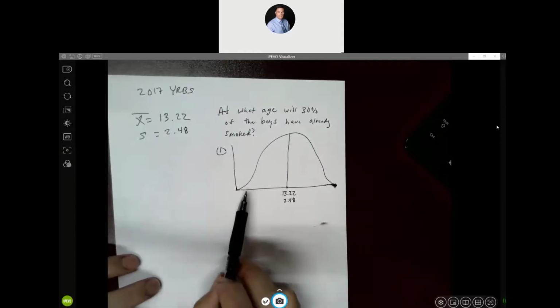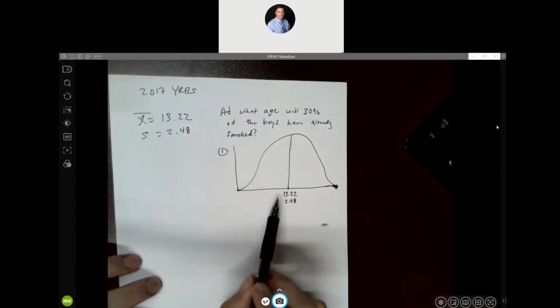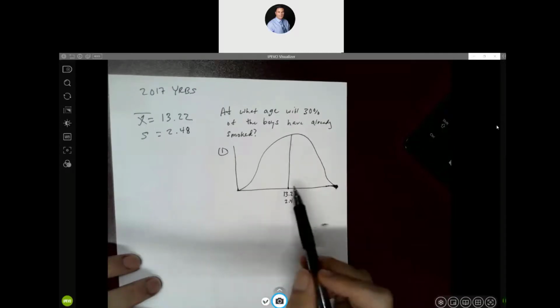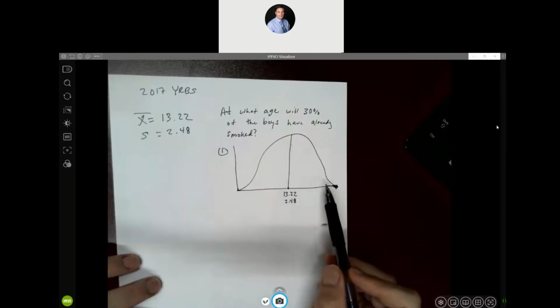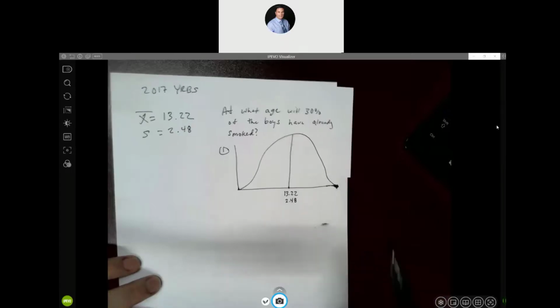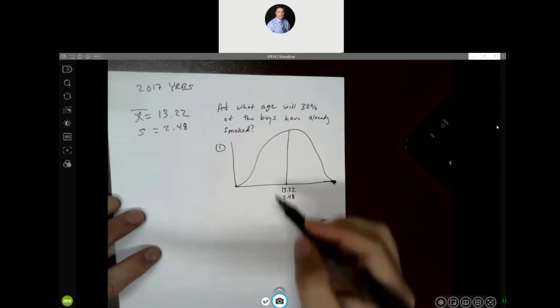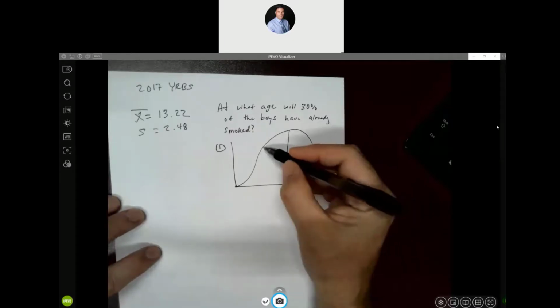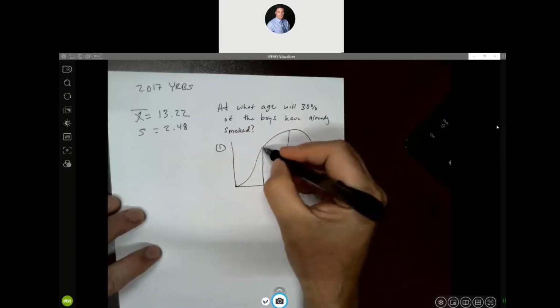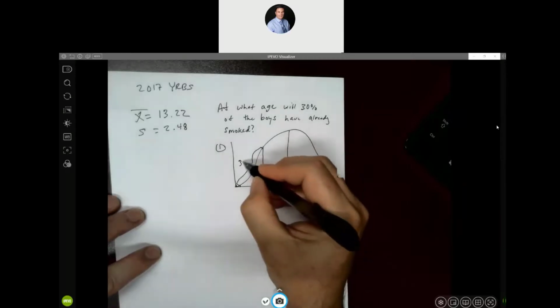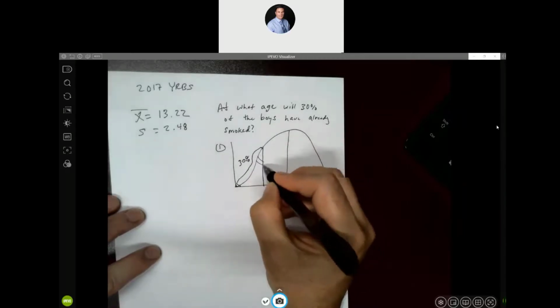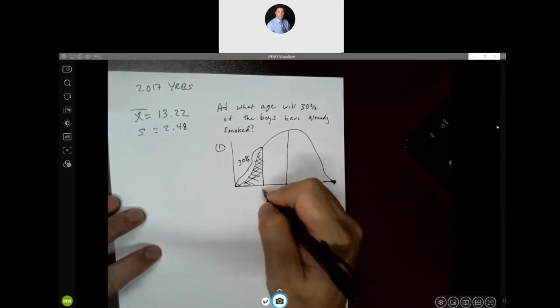Now notice that these x sub i's are all going to be lower than 13.22. And all of these x sub i's are going to be greater than the mean, or greater than 13.22 years of age. So what I want to know is at what age will this 30% have already smoked? I want to know what is this x sub i.